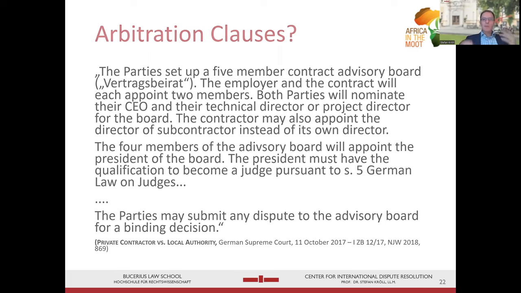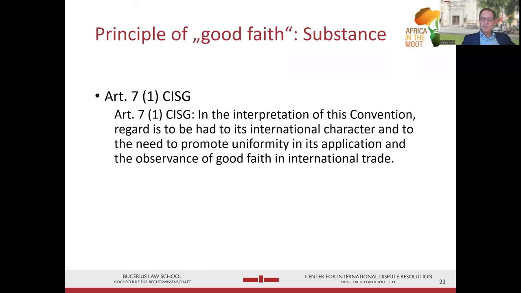Let me come to the last principle, which does not follow so much from the characteristics of arbitration, which is the principle of good faith, which naturally plays a major role in this Moot Court case. And if you look at the principle of good faith from the substantive side, you have a clear provision in the CISG, which says that in interpreting the CISG, you need to promote uniformity in its application and the observance of good faith in international trade. That was one of the most contentious provisions at the diplomatic conference leading up to the CISG. What role do we give to good faith?